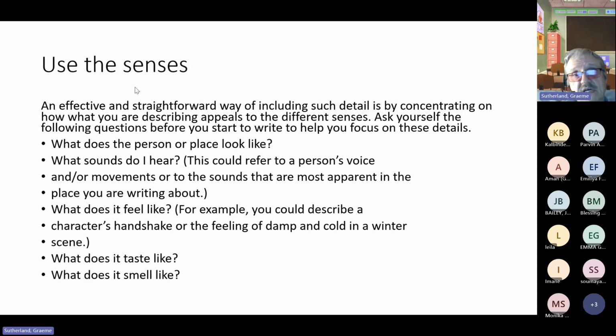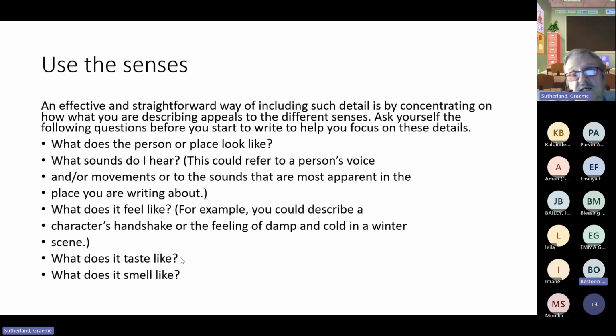So it's, what does the person or the place that you're describing look like? That's the visual. I think that's obvious, but it's also, what sounds do I hear? This could be the person's voice, or it could be movements, or it could be the sounds of nature around you, the sound of the sea. What does it feel like to be there? You know, a character puts their hand out and touches a tree, or maybe there's damp seeping through their shoes, or the wind on your face. These are feelings, physical feelings.